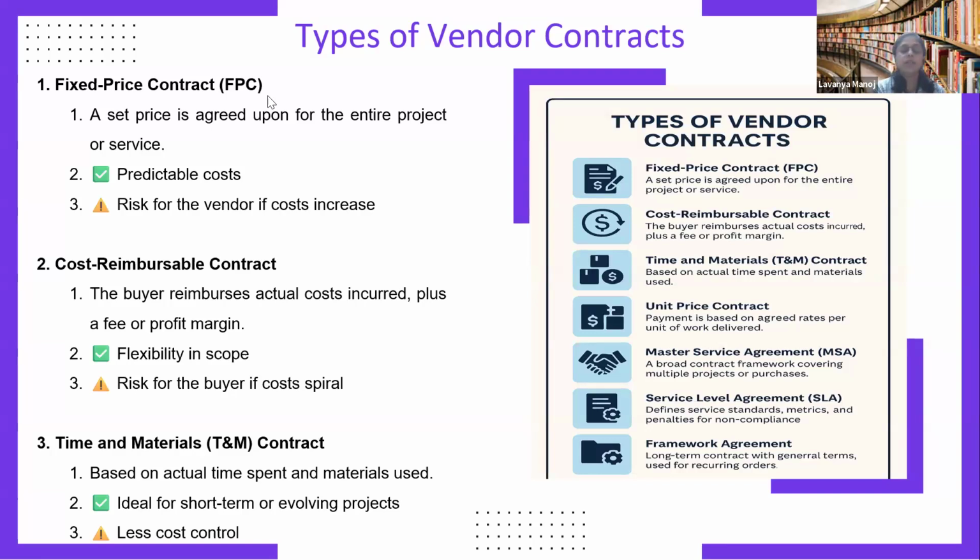Second type is the cost reimbursement contract. The buyer reimburses actual cost incurred plus a fee or profit margin. So in this contract, even if there is a price fluctuation, the vendor can get the difference in the price, that is the 2 rupees per piece. That can be asked from the company, and the company can pay the vendor. So that can be done. There is flexibility in scope, which can be seen as the advantage. Risk for the buyer if costs spiral.